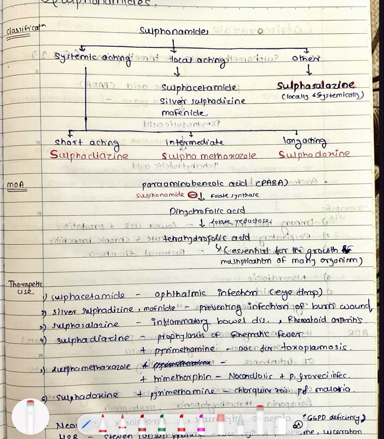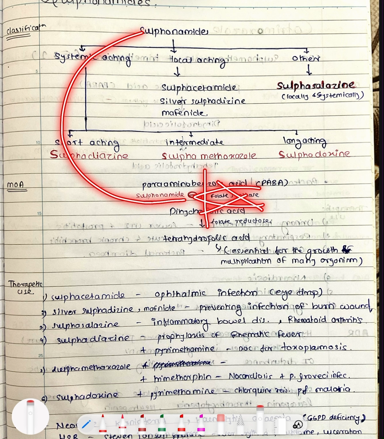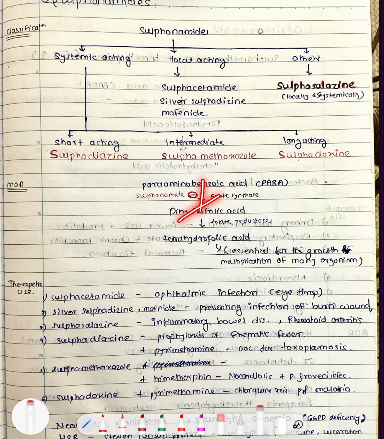When we give the sulfonamide, it will block the folate synthase, and that will block the conversion of the para-amino benzoic acid into the dihydrofolic acid. In this way, dihydrofolic acid will not be formed, and as a result, tetrahydrofolic acid will also not be formed. Due to this, the essential element for the growth and multiplication of the microorganism is absent. That's why the growth and multiplication of the microorganism will not happen, and we will get rid of that microorganism. This is how sulfonamides work. So this is the mechanism of action of the sulfonamide.